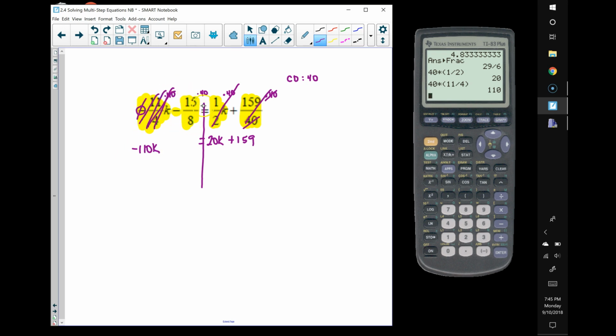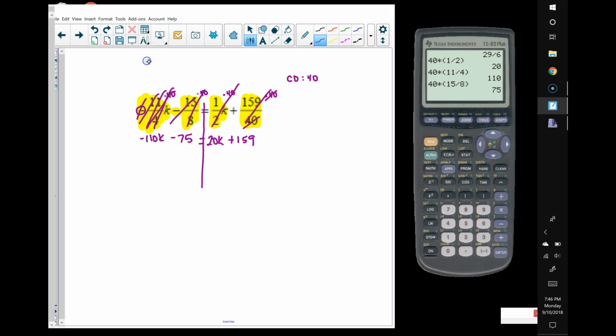And my last multiplication is 40 times 15 over 8. So I'm going to do 40 times 15 divided by 8. I'm going to hit enter and I get 75. You should get a whole number. If you don't get a whole number, you're making a mistake. So now I know this is a minus 75. Oh, I kind of wrote that weird. Sorry, guys. Let me rewrite that. Negative 110K minus 75. There, now it lines up nice. Cool. So I've gotten rid of all my fractions.